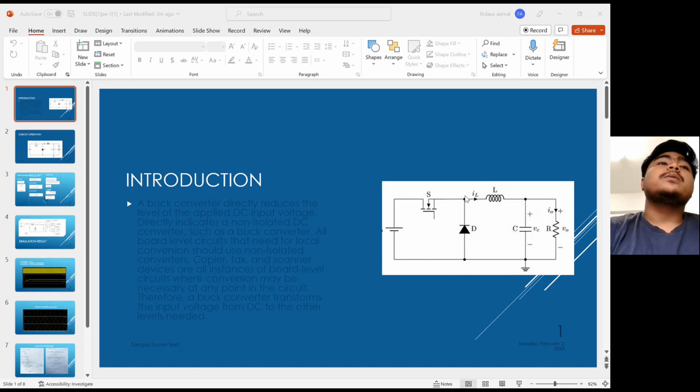Today I would like to introduce our assignment, which has been distributed by our lecturer, Miss Anis. Today our group will be presenting about the buck converter. Our group is compact, with three members: Muhammad Firdaus Razak, Haziq, and Shauqi. For the introduction, a buck converter is used to reduce the level of DC input voltage.